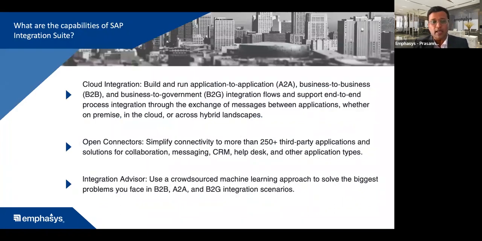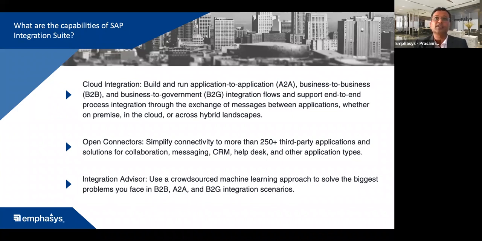One of the core capabilities here is Cloud Integration, which was earlier known as CPI. This is where you can build your integration flows by making use of the pre-built content. We can also deploy security artifacts here, monitor the integration flows, deploy certificates, etc. This is the core capability, which is supported by Open Connectors.